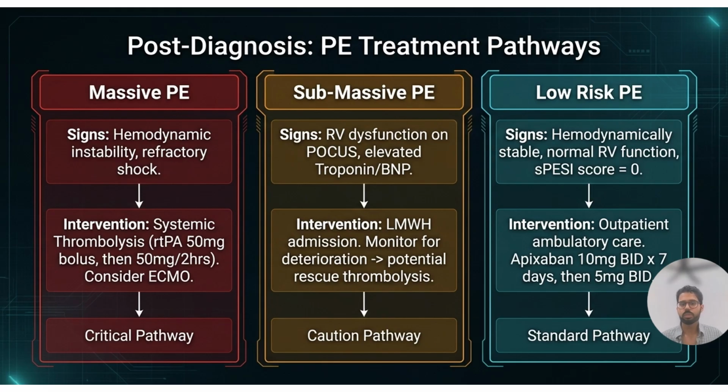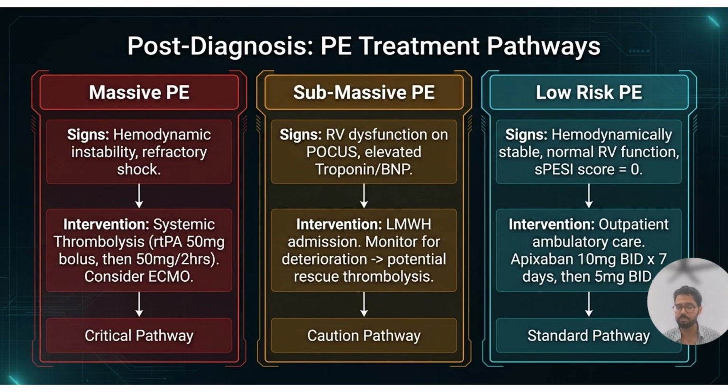And what do we want to give in these patients where we have evidence of a massive pulmonary embolism? We want to give systemic clot busters, so systemic thrombolysis, RTPA, 50 milligram bolus, then 50 milligrams over 2 hours. Consider ECMO. This is a critical pathway.